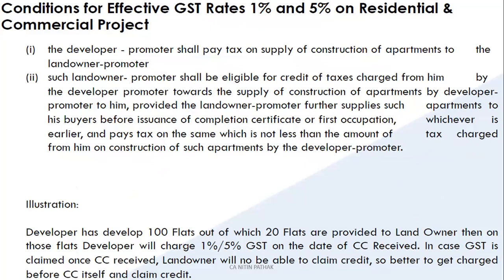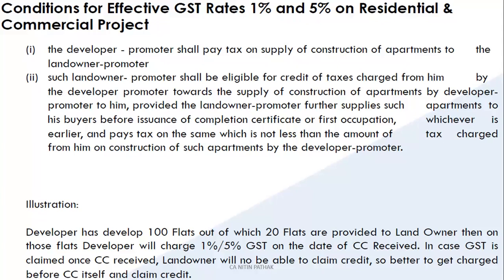Such landowner promoter shall be eligible for credit of tax charged from him toward the supply of construction to his buyer before issuance of completion certificate or first occupation, whichever is earlier, and pays tax on the same, which is not less than the amount of tax charged from him on construction of such apartment by a developer. So there are 2% developer, landowner, and third is before permission, after BU permission. Okay. And on this basis, we are coming to an example.